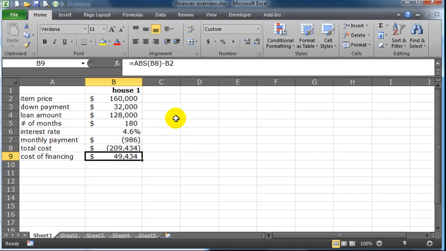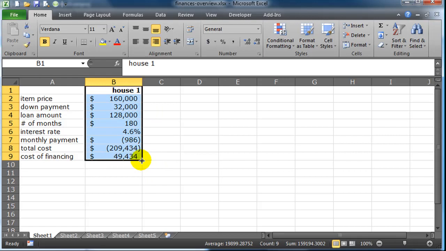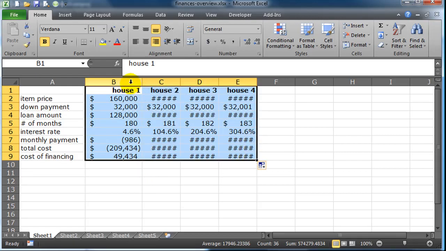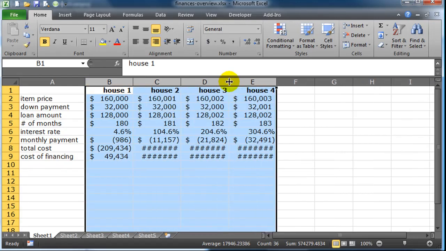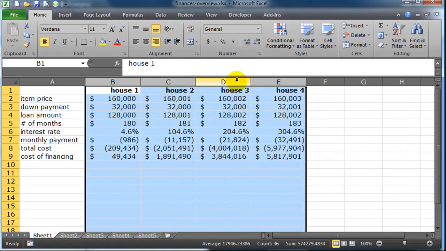Now, let's go through a couple other little scenarios here. This is going to be really slick. I'll just be able to take all of this and drag it over to the right, and now I've got different house scenarios. Let me just expand those a bit, a little wider. There we go.